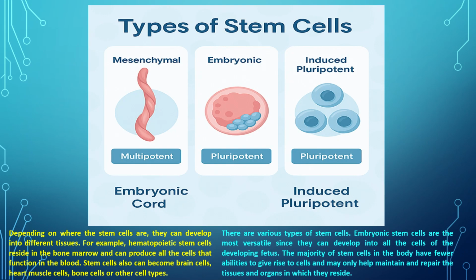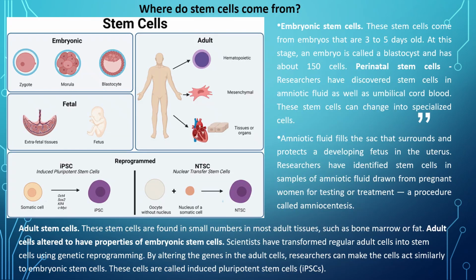Types of stem cells. Stem cells can be mesenchymal or embryonic or induced pluripotent stem cells. So depending on where the stem cells are, they can develop into different types of tissues of the body. For example, hematopoietic stem cells reside in the bone marrow and they can produce all the cells that function in the blood. Stem cells also have the property to become a brain cell, heart muscle cell, bone cells or any other types of cells of the body. So we are going to see the different types of stem cells.